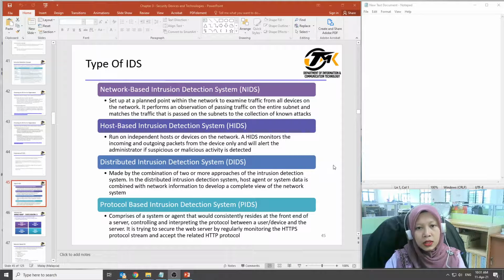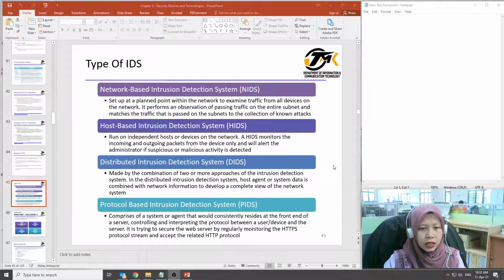A network IDS is usually set up at a point within a network. It will usually examine traffic from all devices in the network, whether it's a network device or an end device, it will examine all of it. And the second is host-based.